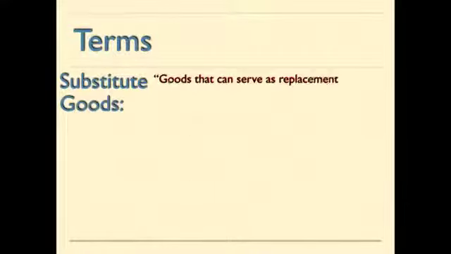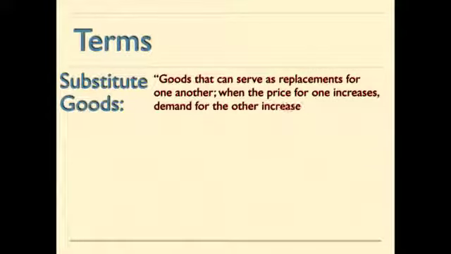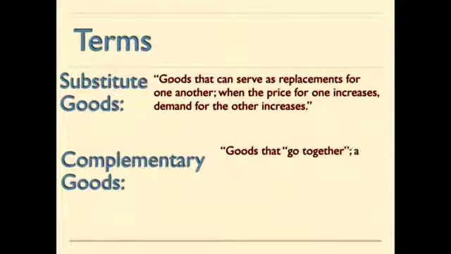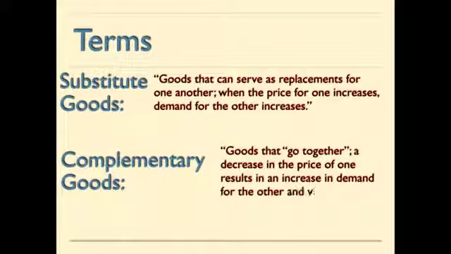A few other terms that we need for this particular video lecture are substitute goods and complementary goods. Substitute goods are goods that can serve as replacements for one another. When the price of one increases, demand for the other increases. So for example, I consider Coca-Cola and Pepsi to be substitute goods for one another. They're not perfect substitutes, all right? I can distinguish between Pepsi and Coca-Cola most times. Probably even in a blind taste test, I can tell the difference between the two.